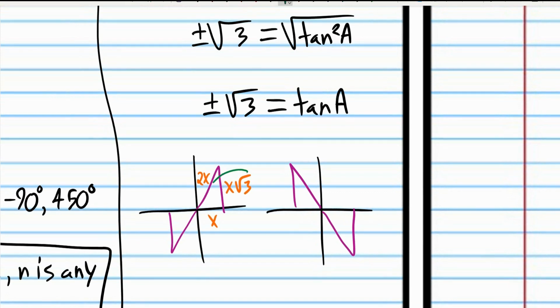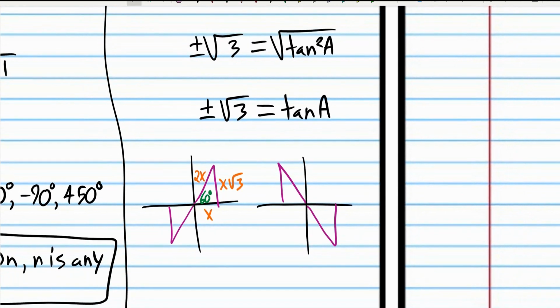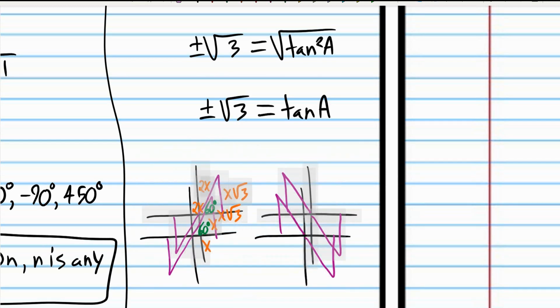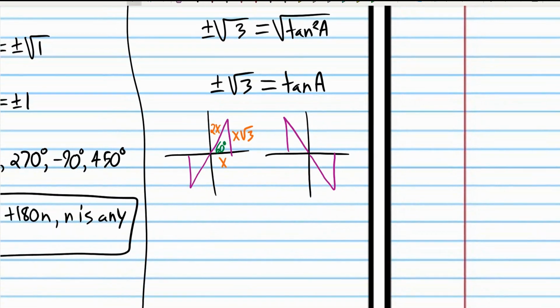So what is the reference angle? Well, the angle opposite x root 3 is always going to be 60 degrees. We learned that in previous classes. So the reference angle is 60, and every single one of these triangles produces a solution to that equation.